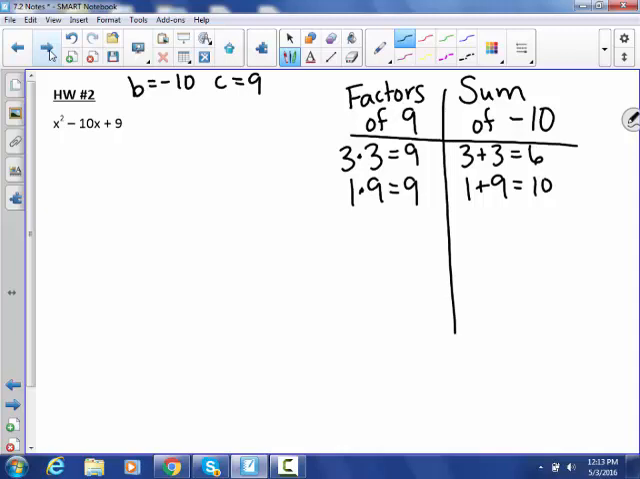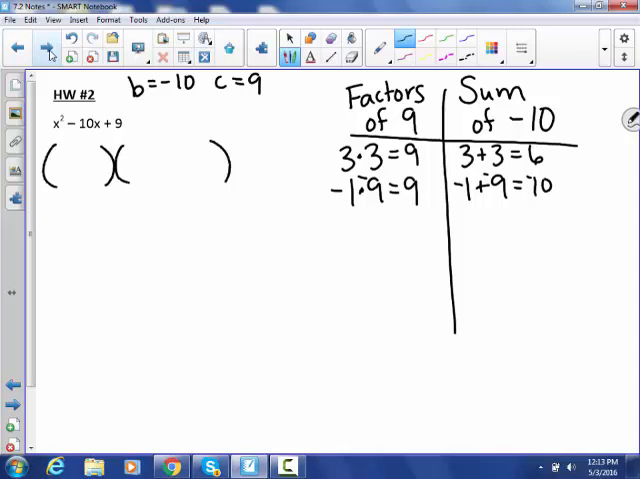But we can fiddle around with the signs to make it work. What would we do, Blake? Negative 1 times negative 9. Okay, so negative 1 times negative 9, is that still positive 9? Yes. Okay, now what's negative 1 plus negative 9? Negative 10. Negative 10, so that's going to make it work. Does everybody understand what he did? He just changed the signs.